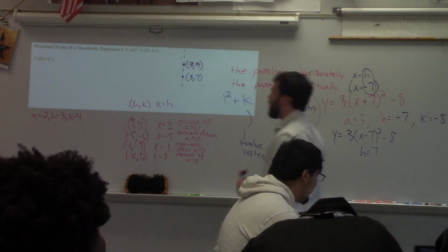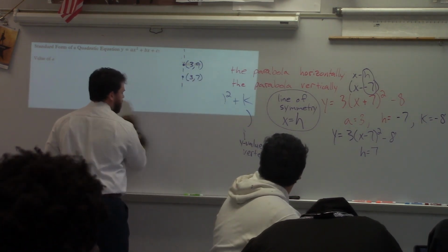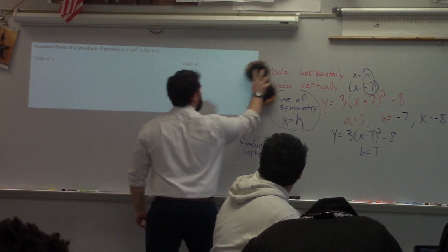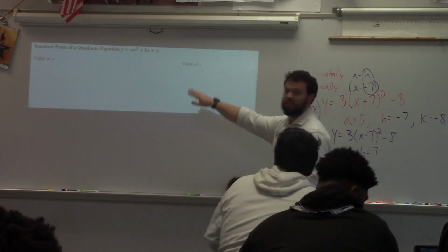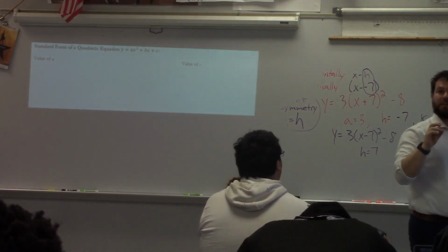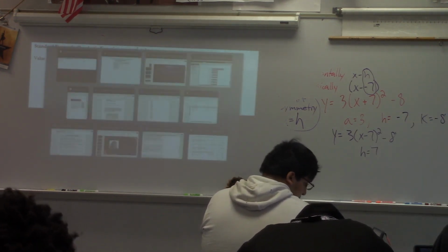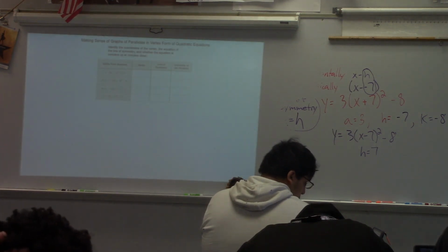Notice with standard form, which values are we going to focus on? A and C. See how it says A and C up there? So we're focusing on values of A and C. B does something, but that's not what we're going to look at right now. I'll have to explain that later. We're worried about A and C.